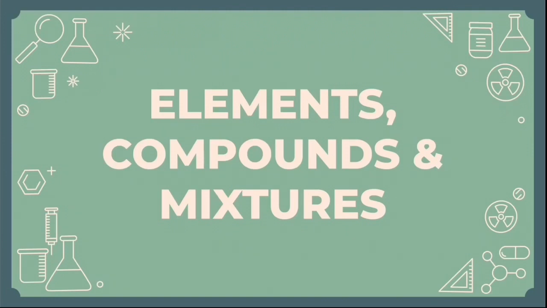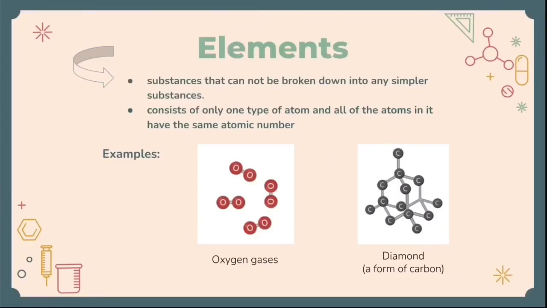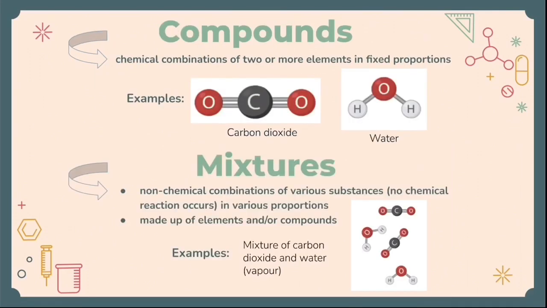Elements, compounds, and mixtures. Elements are substances that cannot be broken down into any simpler substance. Every element consists of only one type of atom, and all the atoms in it have the same atomic number. For example, oxygen gas and diamond, which is a form of carbon. Compounds are the chemical combinations of two or more elements in fixed proportions. Example, carbon dioxide and water.